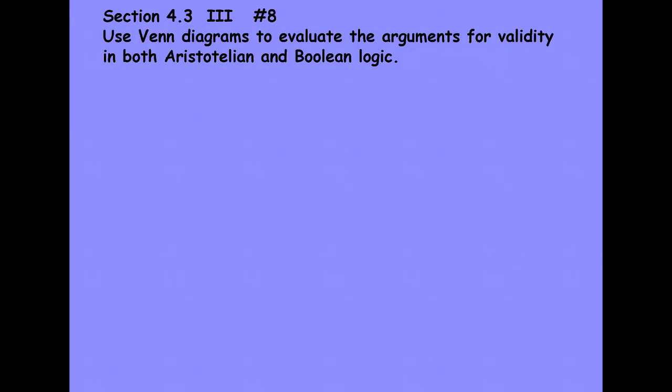Our fourth and last problem from our first categorical logic homework again comes from chapter 4.3 of Hurley's book, section 3 of the practice problems, and number 8 is the problem. Again, we're asked to use Venn diagrams, our effective decision procedure, to determine whether or not a given direct inference is valid or invalid in both Aristotelian and Boolean logic.